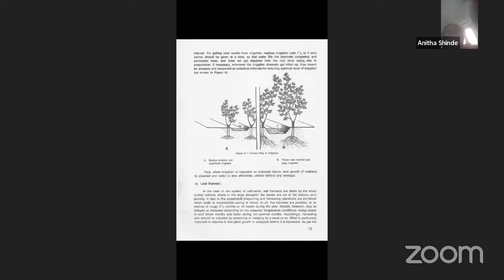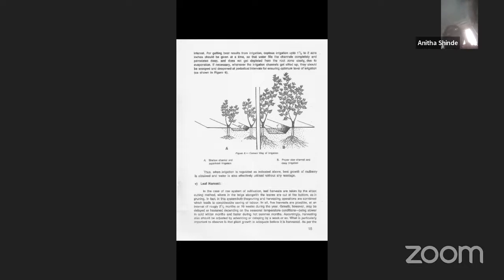Thus, when irrigation is regulated as indicated above, best growth of mulberry is obtained and water is also effectively utilized without any wastage. So this is how you have to do the mulberry cultivation. Here, this is shallow channel and superficial irrigation, and this is the proper size channel with deep irrigation.